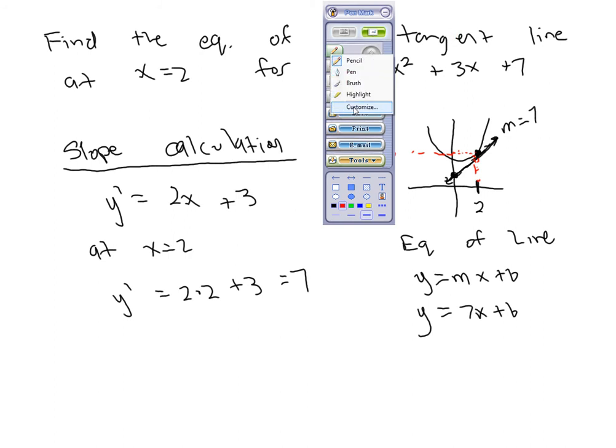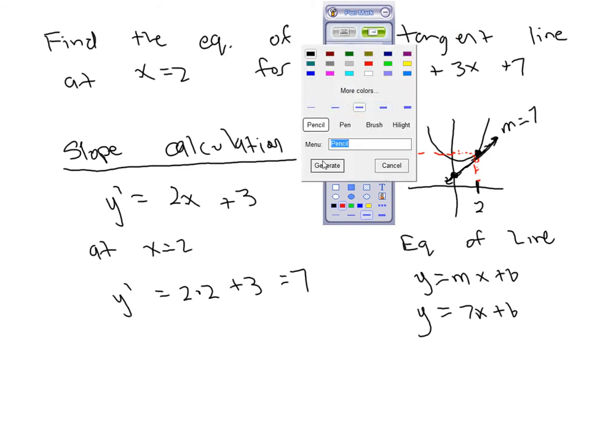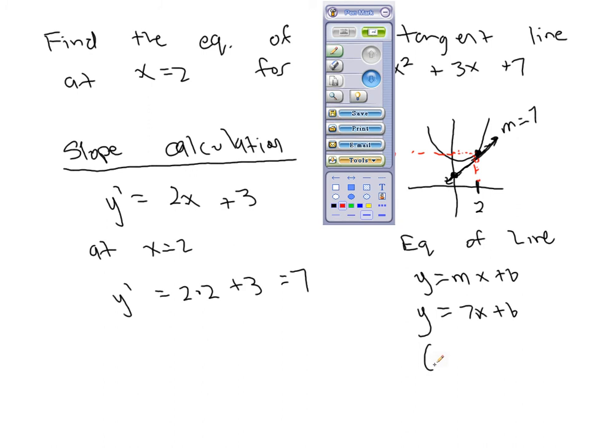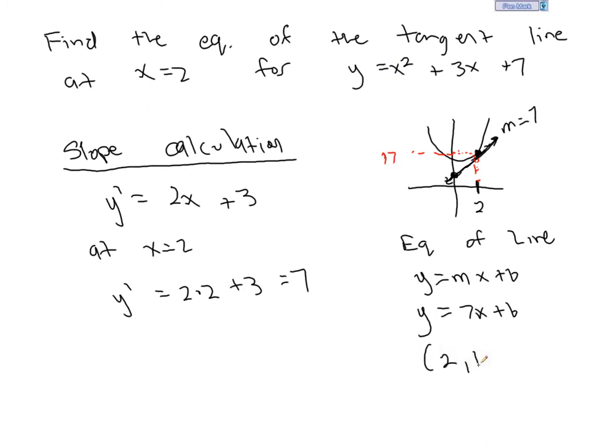So if I come over here and say, okay, I know that the slope is going to be 7, and then I'm going to have the point (2, 17), I have all the information that I need to generate the equation of my line. So 17 equals 7 times 2 plus b, using our point-slope form. And so subtracting 14 from both sides gives us b equals 3.